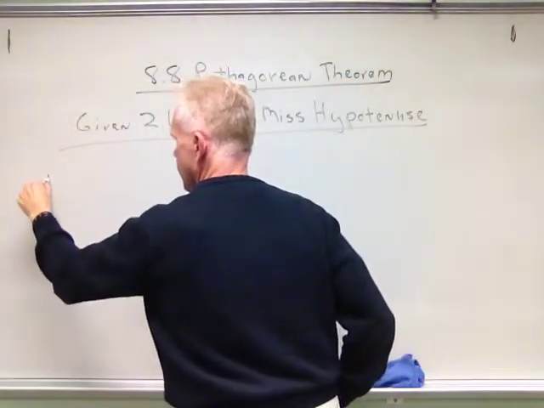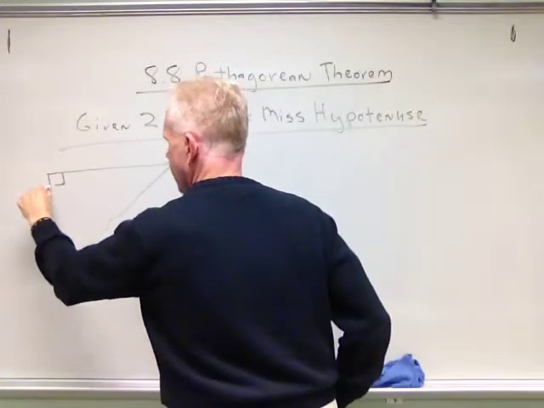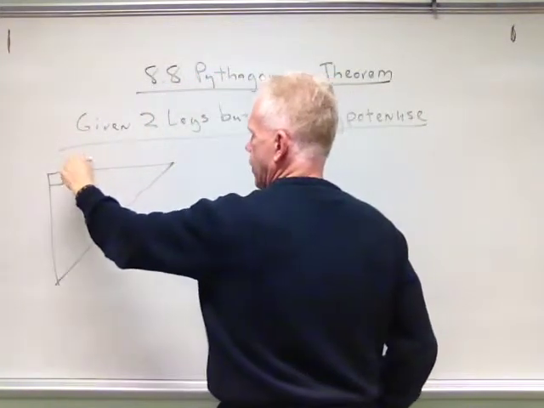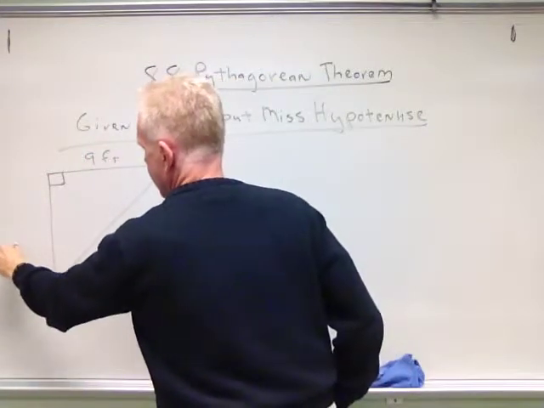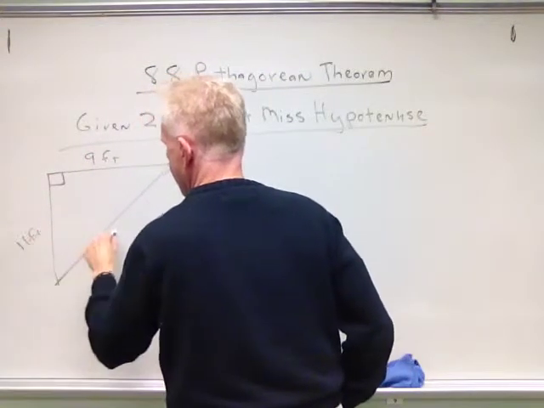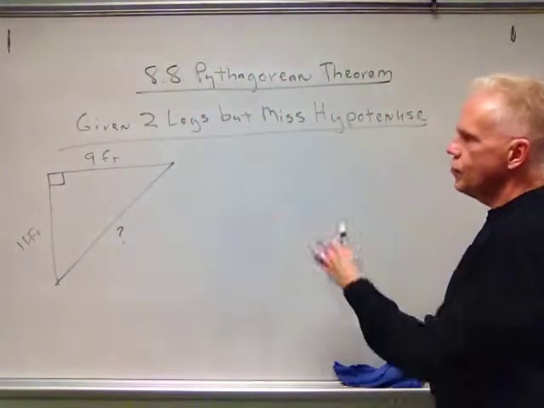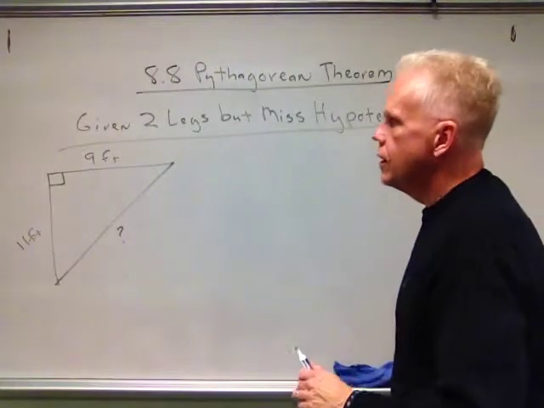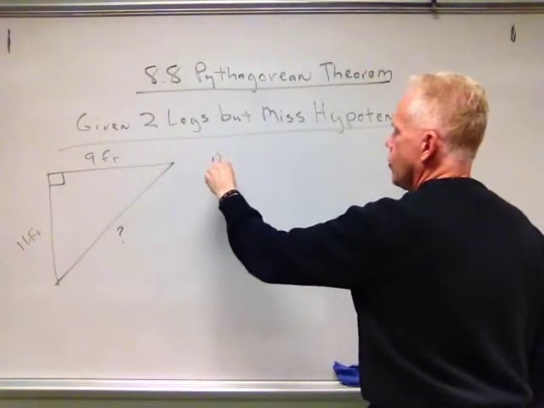Here's a new one. This time we're going to situate it a little different. I'm going to give you this leg right here is 9 feet. I'll give you this leg right here is 11 feet, and we're not sure about the hypotenuse. So our shortcut, making use of the Pythagorean theorem, is 1, square the legs.